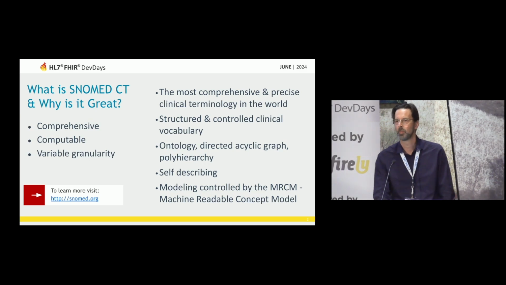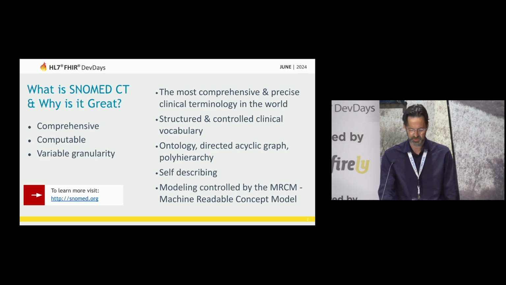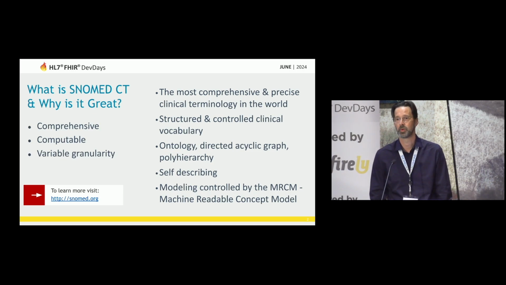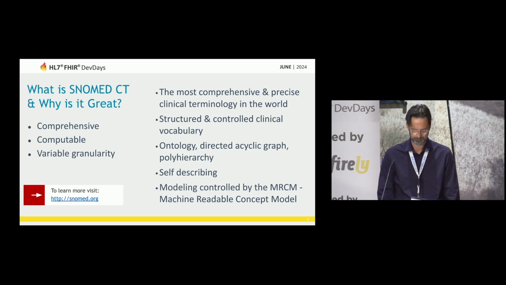SNOMED CT has a comprehensive scope. It contains concepts describing disorders, body structures, medicines, procedures, devices, organisms, and substances. So there's the potential to code everything you need into an electronic patient health record. Well, except maybe lab test results, but we'll come to that as well. It's computable for analytics and decision-making, and that would be particularly important in a case like pharmacovigilance, where we need to have alerts in real time.